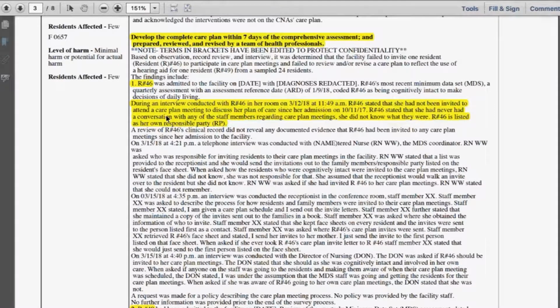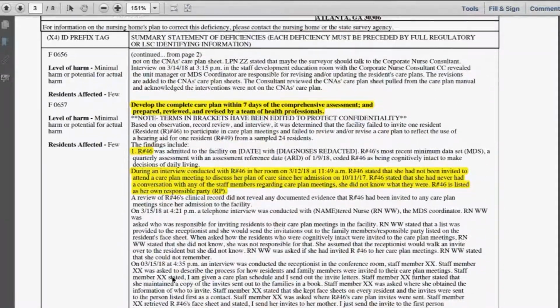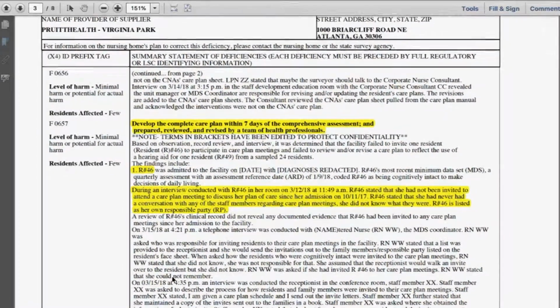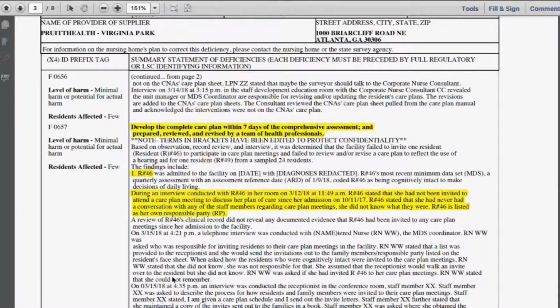So what they did here is they said that this is the first paragraph, that they failed to provide this for 2 of a sample of 24 residents. And they describe what they found for each resident and how they, what is called, substantiated the deficiency. Substantiated the facility was out of compliance with the minimum care standard. So here, and you'll see, it also makes it a little bit difficult. I just try to ignore it, but they want to make sure that they don't divulge anyone's personal information.